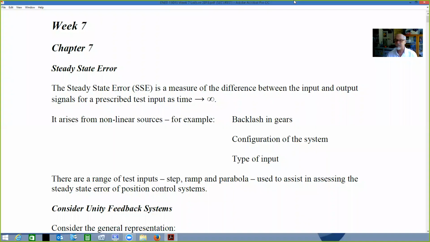All right, in this session we're going to be looking at the steady state error, and in particular both at analog control systems and also digital systems. We're going to find that the steady state error is a measure of the difference between the input and output signals for a prescribed test input, which could be a step, a ramp, or parabolic.